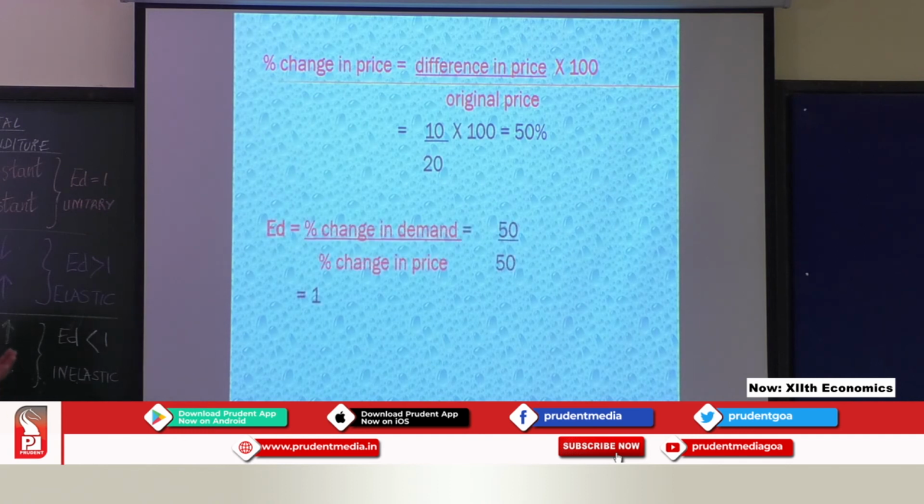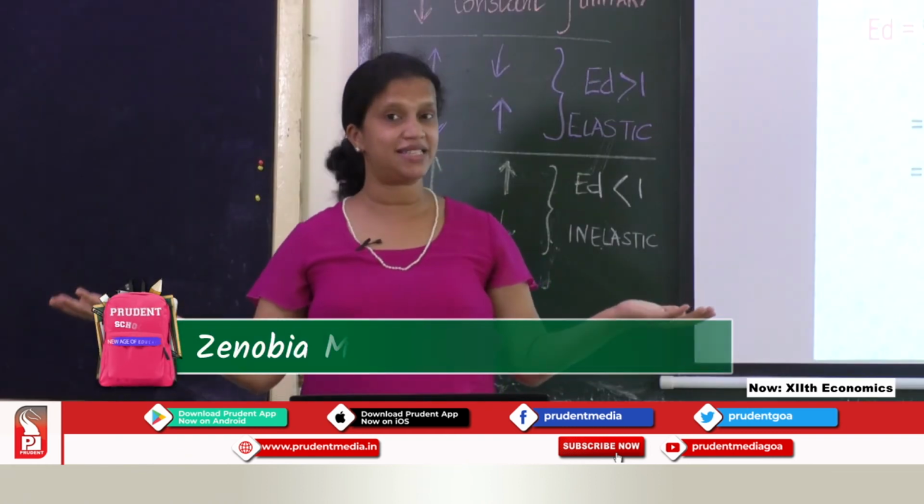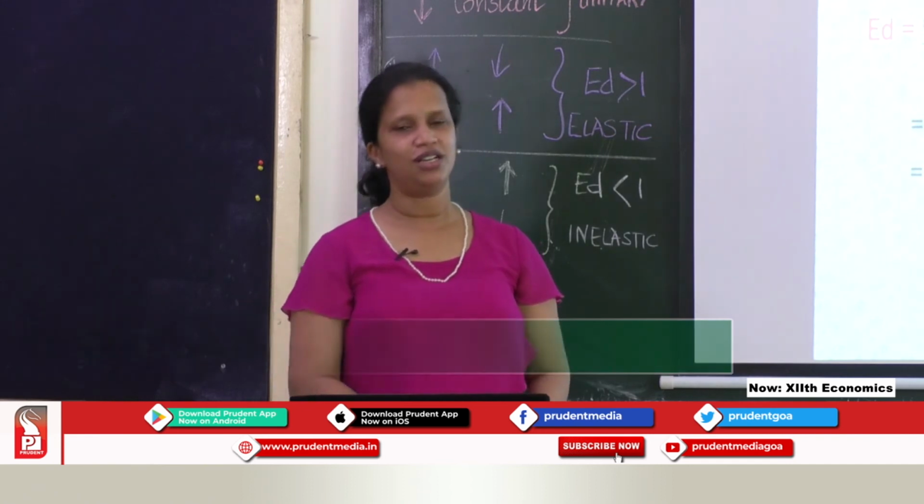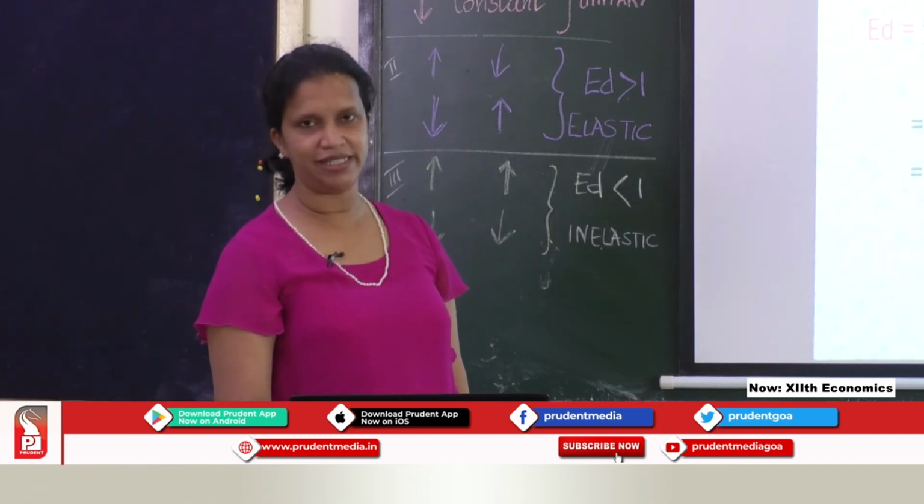So now I already have the percentage change in demand and the percentage change in price. I now replace it in the main formula, and what remains is 50% divided by 50%, which cancel out, and what I get is ED equals 1. And ED equals 1 corresponds to which particular type of elasticity? Unitary elastic demand. So now if you learn each of these 3 steps, you are easily able to solve any problems that you will get with respect to measurement of price elasticity of demand.